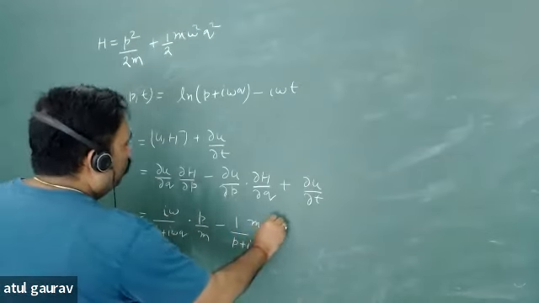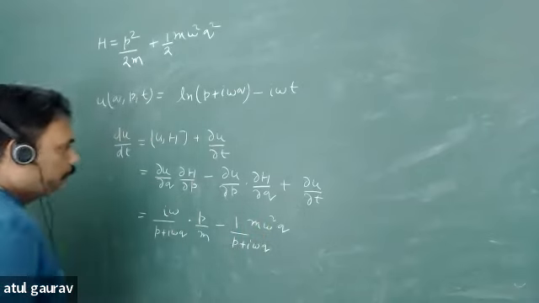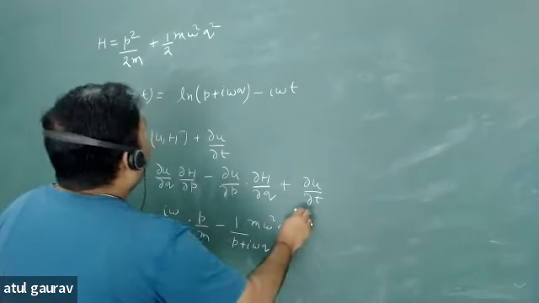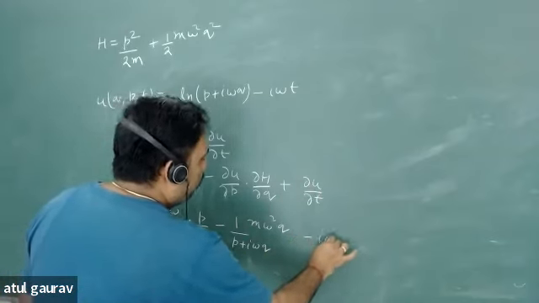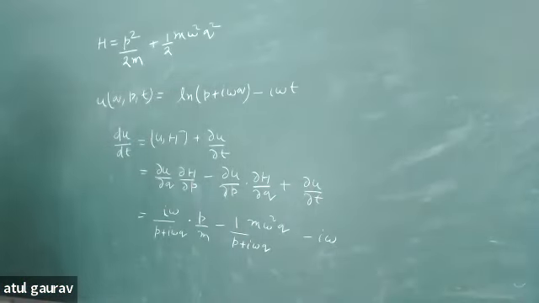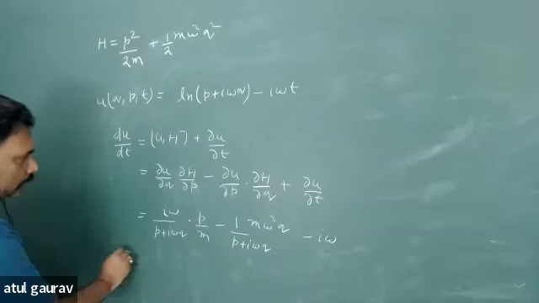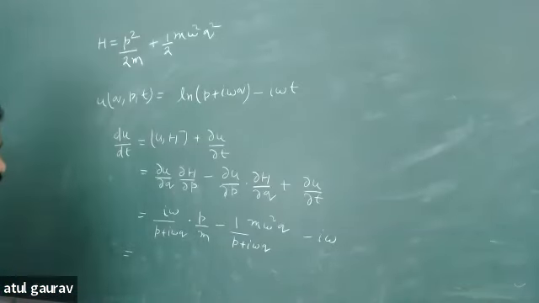∂H/∂q क्या होगा भाई? m ω² q। और ∂u/∂t क्या होगा? माइनस iω। ओके, अब ये तो बड़ा ही क्लमजी लग रहा है ना? क्या किया जाए? तो सिंप्लीफाई करते हैं। क्या करें बताओ? सिंप्लीफाई करना पड़ेगा, तो कैसे सिंप्लीफाई करें?